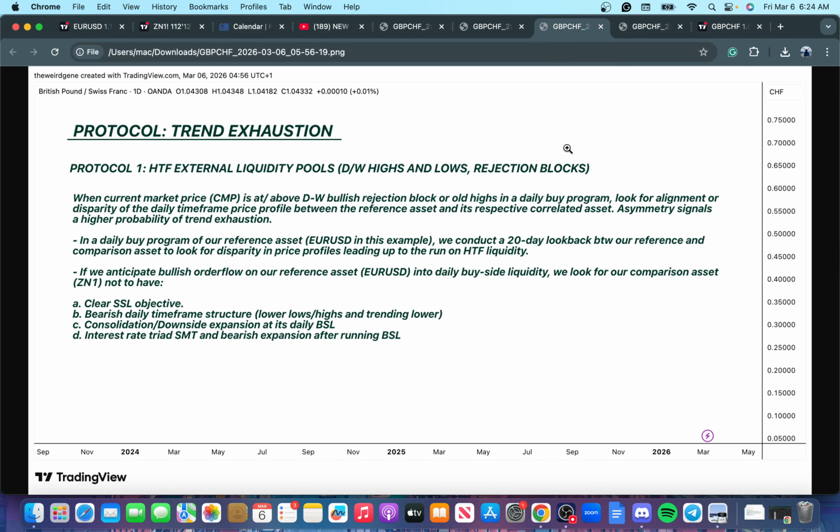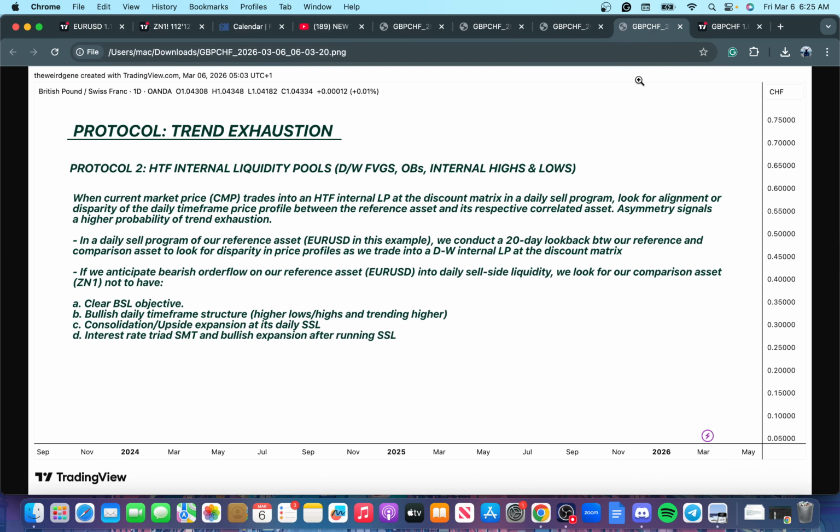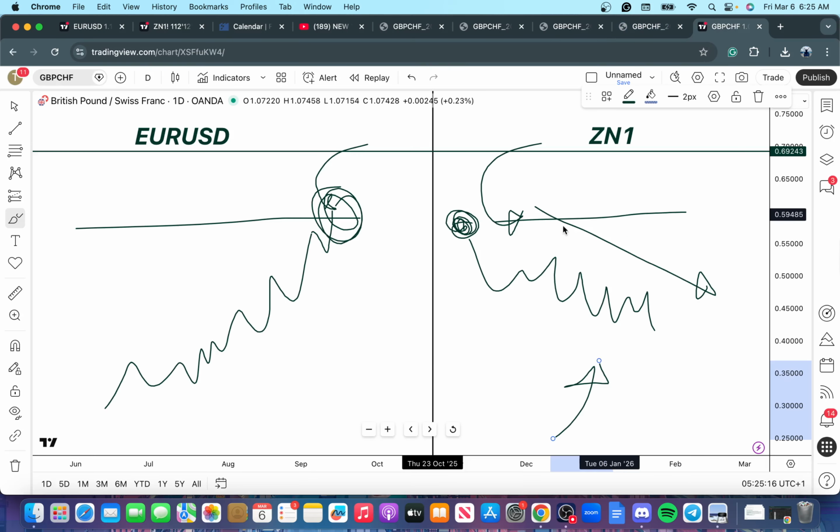Number 3 protocol is, we don't want to see consolidation and/or downside expansion at its daily buy side liquidity. Again, it's the same concept. If we're bullish in Euro Dollar, we're expecting potential bullishness in Euro Dollar, we don't want to see signs of bearishness on treasuries, because that creates a disparate market profile. It creates a condition that is not conducive for a trending market environment. So what we don't want to see here on 10-year T-note, or any of the interest rate charts, is consolidation, right?